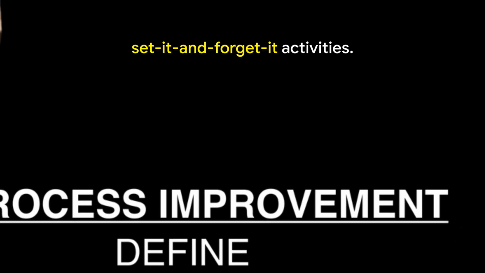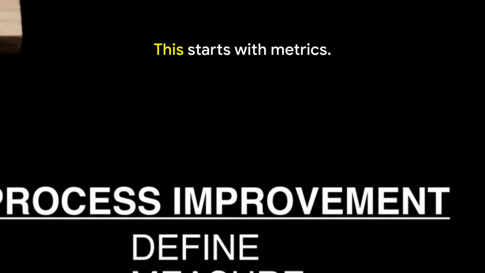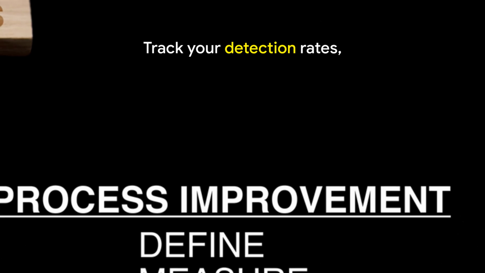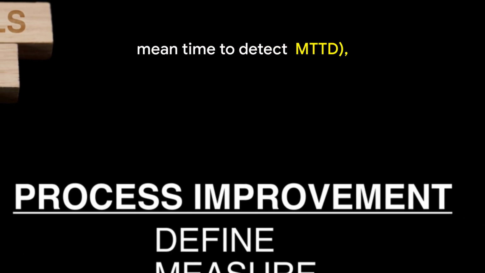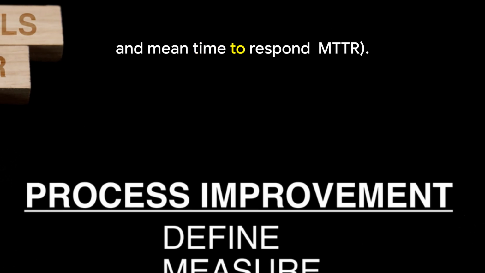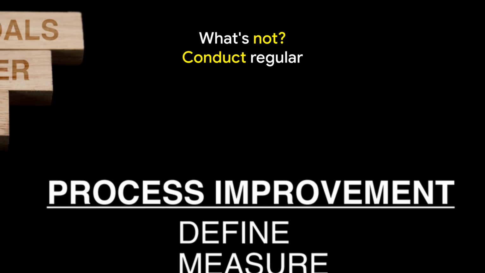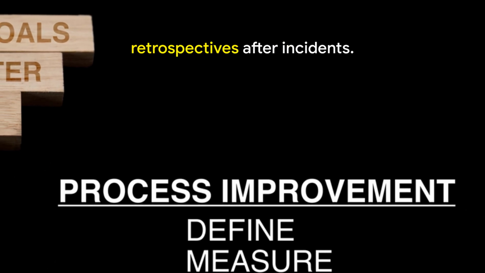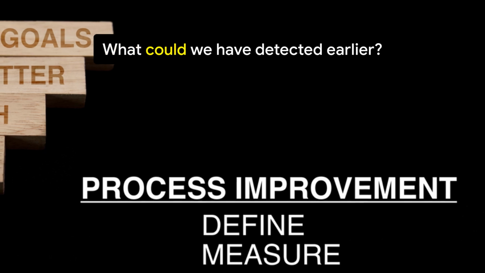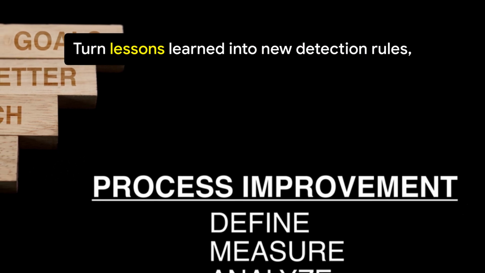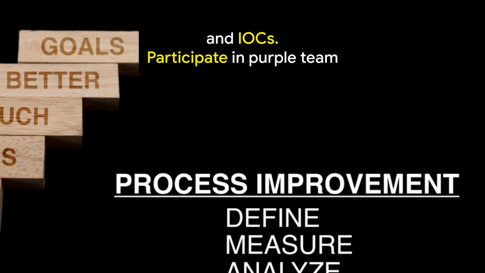Detection and hunting aren't set it and forget it activities. We must continuously improve our processes. This starts with metrics. Track your detection rates, false positive rates, mean time to detect, MTTD, and mean time to respond, MTTR. What's working? What's not? Conduct regular retrospectives after incidents. What did we miss? How did the attacker get in? What could we have detected earlier? Turn lessons learned into new detection rules, hunts, and IOCs.